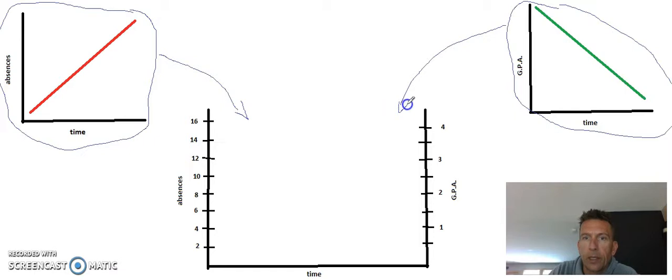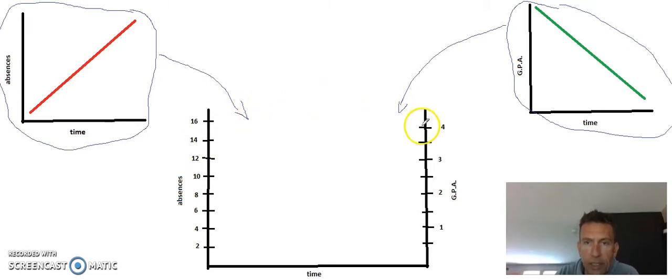Okay? And so what you'll see is that absences here are going to be on this y-axis, and what we've done with this GPA y-axis is we've flipped it to the other side. So we flip it to the right-hand side. So now this GPA y-axis is over here. Both graphs show time. So they show a period of time for the student, an equivalent period of time.